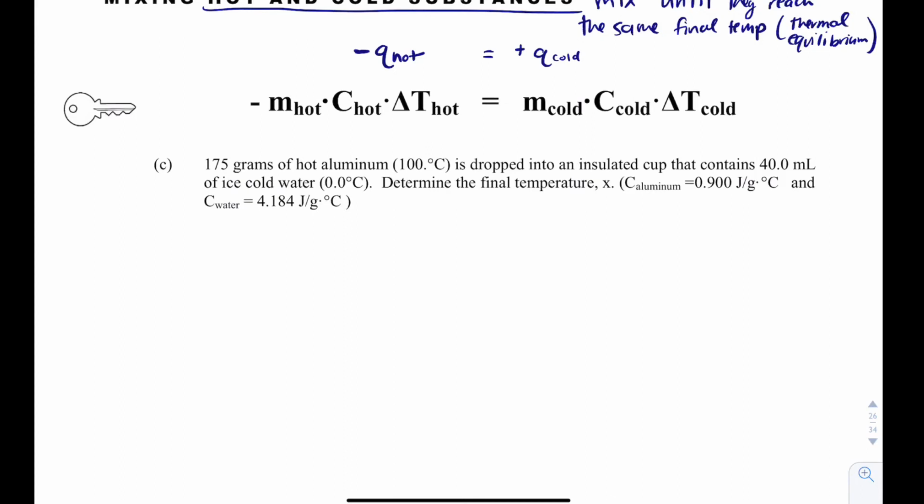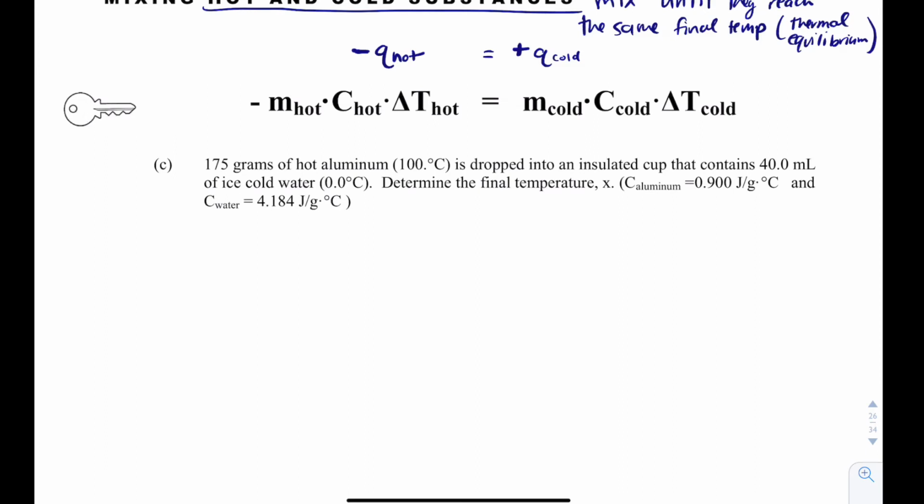So imagine if you had hot chocolate, and to cool it down, you put some ice cubes in it. The ice cubes would be my cold substance. They're going to be absorbing heat from that hot chocolate, whereas my hot chocolate's going to be giving off heat to my ice cubes, until they reach the same final temperature.